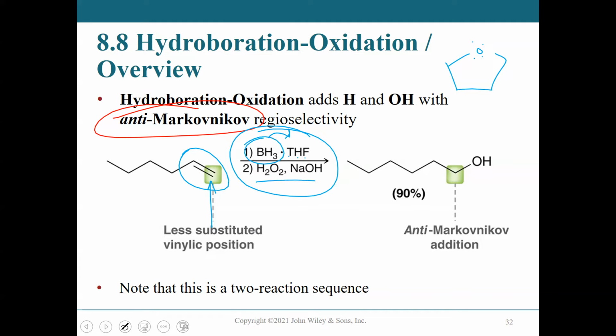And then in a second step, you use hydrogen peroxide, sodium hydroxide. The reaction is 90% yield, and you get the OH at the anti-Markovnikov site. Now, know that this is a two-reaction sequence. What does that mean? It means that you have a step 1 and then a step 2. You are not putting all the reagents in at once. In my reaction vessel, or beaker or flask, I'm not mixing all 4 reagents. First, you do the reaction with BH3 and THF, let it react, and then you add the hydrogen peroxide, sodium hydroxide. That is what that 1, 2 means.